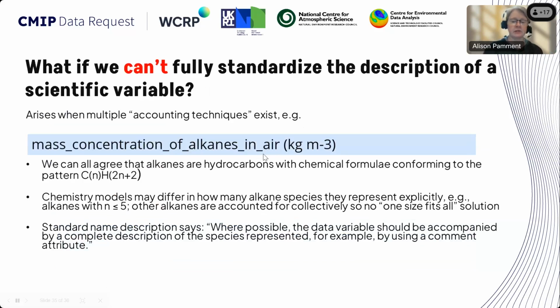Okay, and I think this is my final slide on this. What happens if we can't fully standardize what's in the scientific variable? For example, if you've got different accounting techniques in different models. An example of this would be something like the mass concentration of alkanes in air, where everyone can agree what an alkane is, so it has a particular chemical formula, but different chemistry models may explicitly model just a certain number of alkanes. It may be different numbers of alkanes that are modeled on different occasions, and so we can add a comment attribute in the CF metadata to explain exactly what was modeled in your particular model, but we can use this sort of group chemical name, but we can't standardize it further in the standard name.